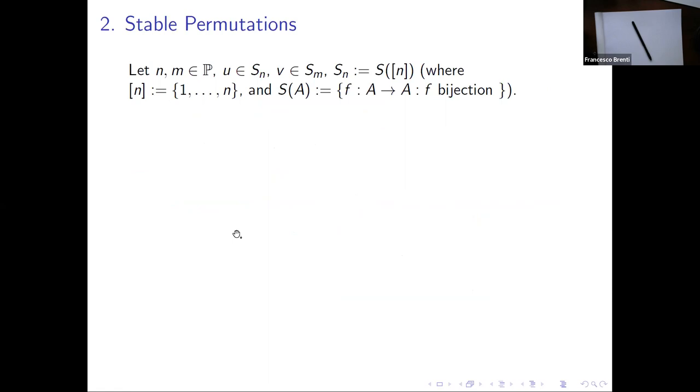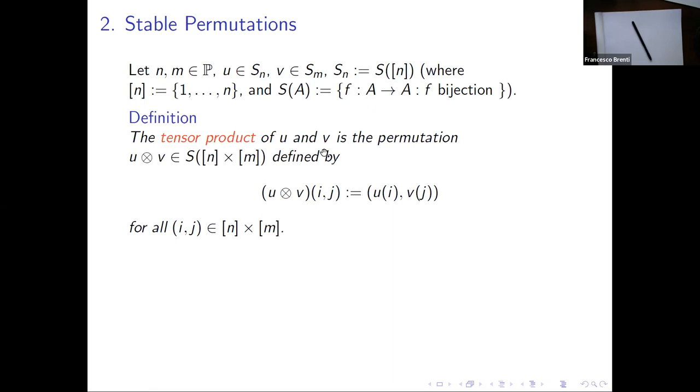So now let me go to stable permutations. I take two positive integers, n and m, and I take a permutation u in S_n and v in S_m. S_n here is the usual symmetric group, so all bijections from the integers from 1 up to n to themselves. And I define a new permutation, which is called the tensor product of the two. This is a permutation of the Cartesian product of the integers from 1 to n with those from 1 to m. And I define it in this very natural way, u tensor v.